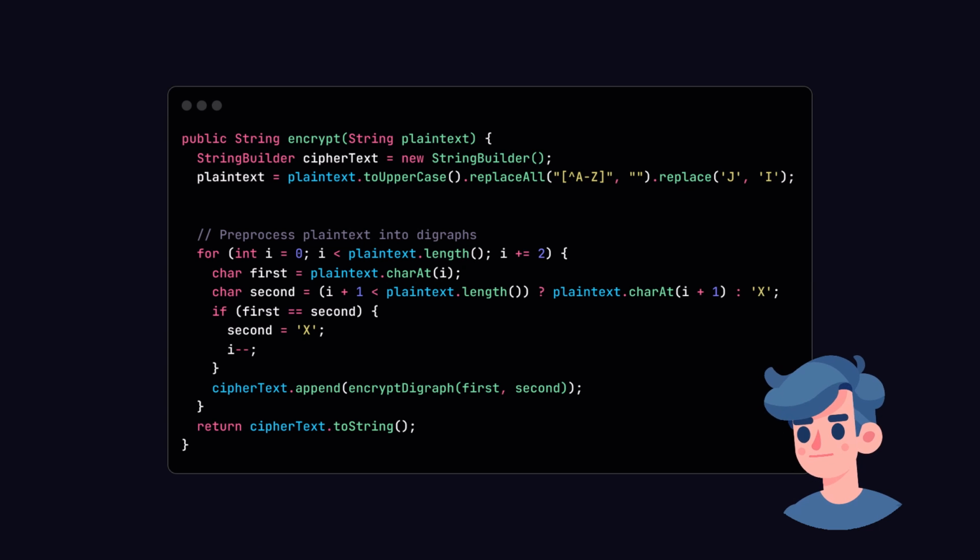Let's move forward and implement the encryption process. The Playfair Cipher encrypts pairs of letters. If a pair consists of the same letter, we must insert an X between them. If the letters appear in the same row, we replace each letter with the letter to its right. If they are in the same column, we replace each letter with the letter beneath it. Otherwise, we form a rectangle and swap the letters' corners.